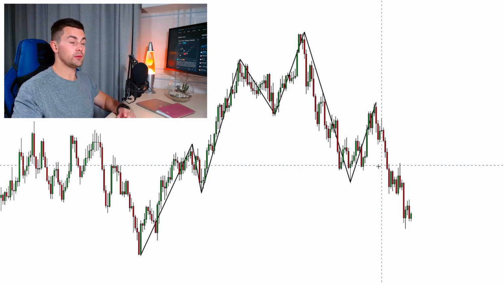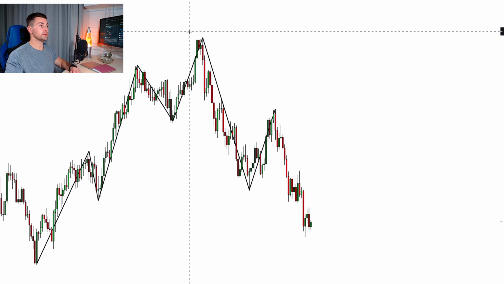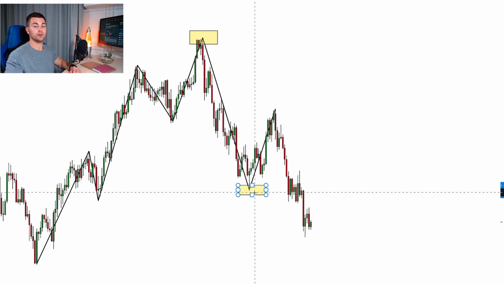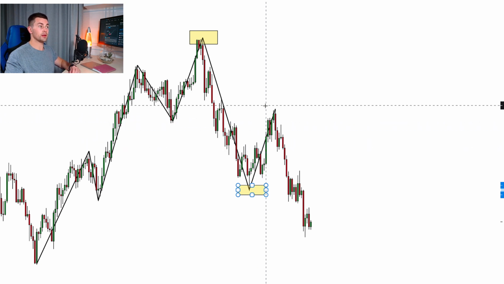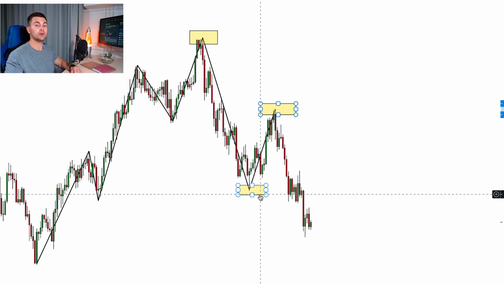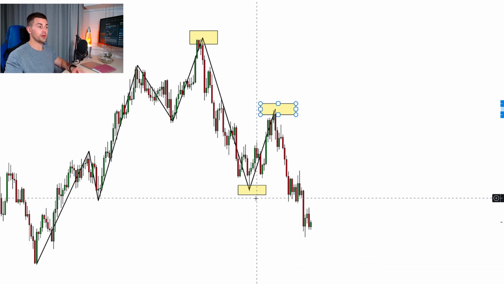So here we have a very nice foundation for a harmonic ABCD pattern. What do we need to make it valid? First of all, let's underline the main elements of this pattern. So far we have the initial bearish impulse, and we also have the retracement leg, and now the price is already trading below the low of the initial impulse. So we already can make the projection.